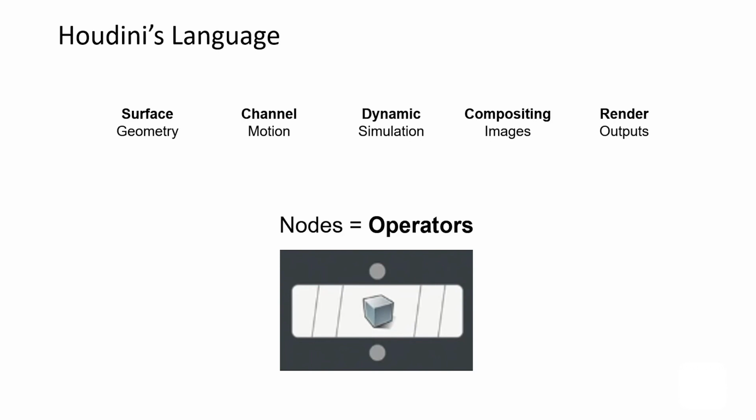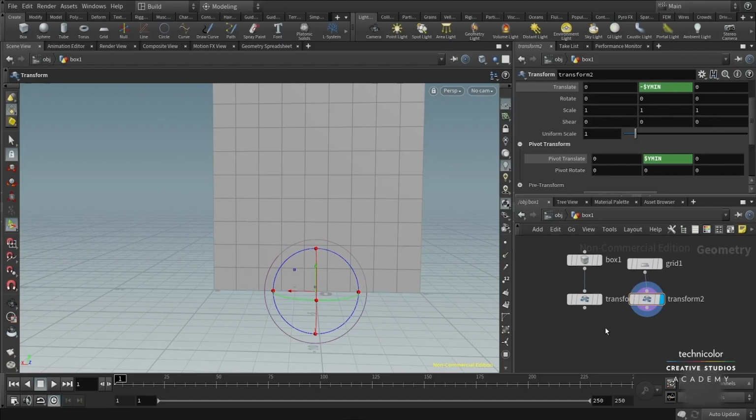And this is where sops, chops, dops, cops, drops, and so on come from. So surface operators are called sops, channel operators are called chops, dynamic operators are called dops, and so on and so forth. So at the moment, we are working in the sub level. So everything we're creating here are sops.